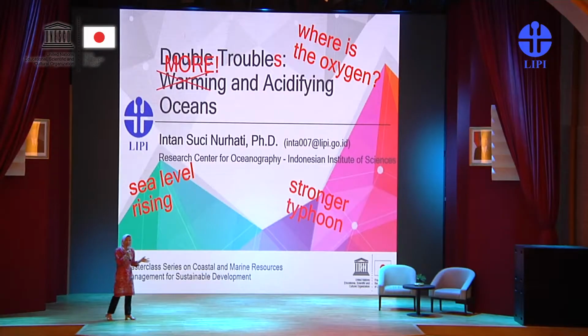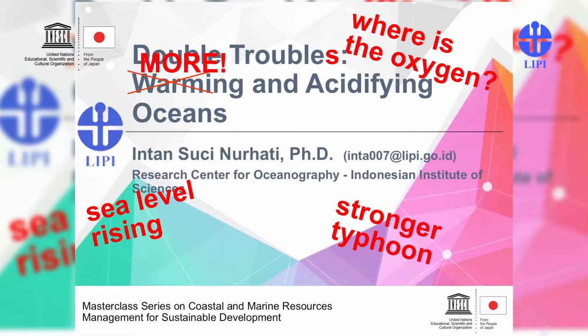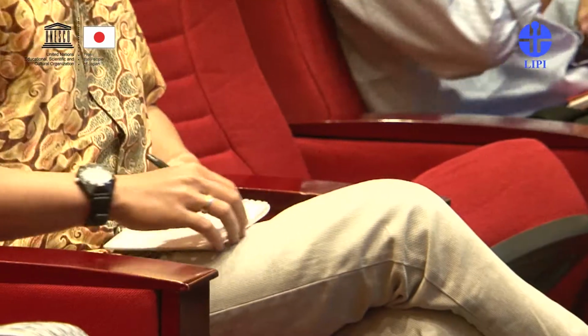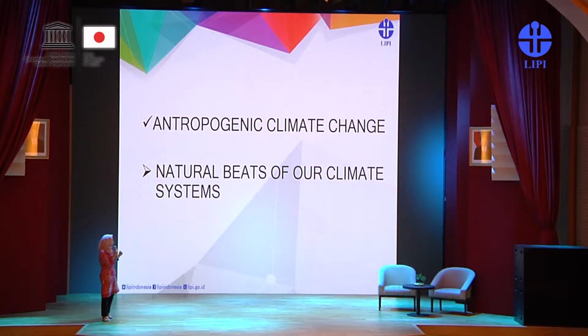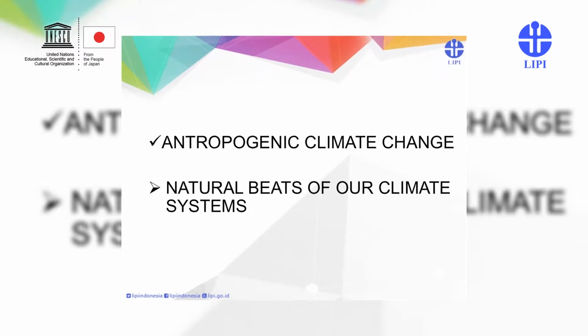Okay, so I was lying about my title. It's not just trouble, because it's not just warming and more acidic oceans. We have sea level rising, stronger typhoons. The oxygen is missing, so there will be more troubles for our oceans. So that's the first part. We've talked about the anthropogenic climate change and what will be the footprints on our oceans.